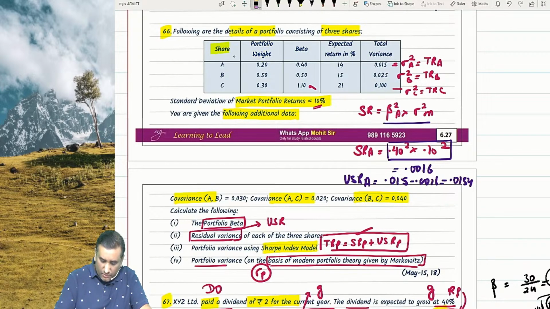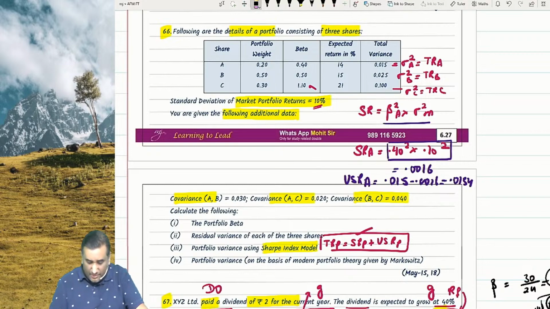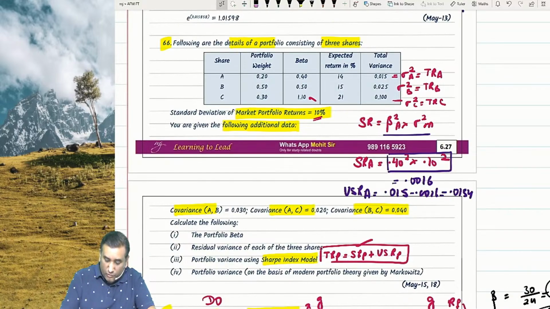In whichever book you have or whatever authors you are following, they would have this question. Let me just do it roughly with you. The answer also I'll show you. We have the following details of a portfolio.